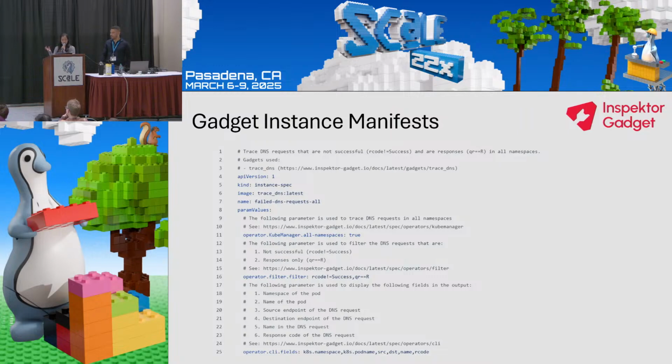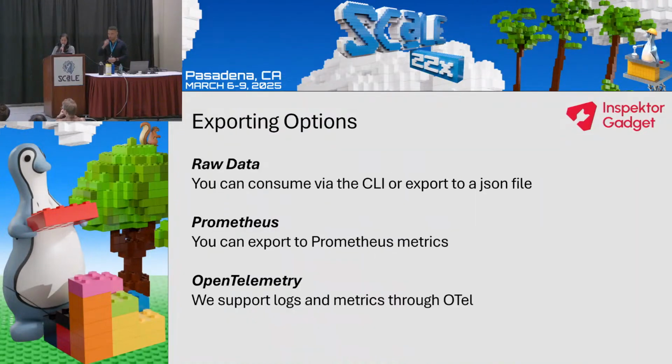So for example, maybe you only want to look at the DNS requests that are not successful, where the query response equals R, for example. So yeah, you are looking for responses and those that are not successful. So you can configure the manifest file in this way and then share and distribute it, which I think makes using the gadgets even easier.